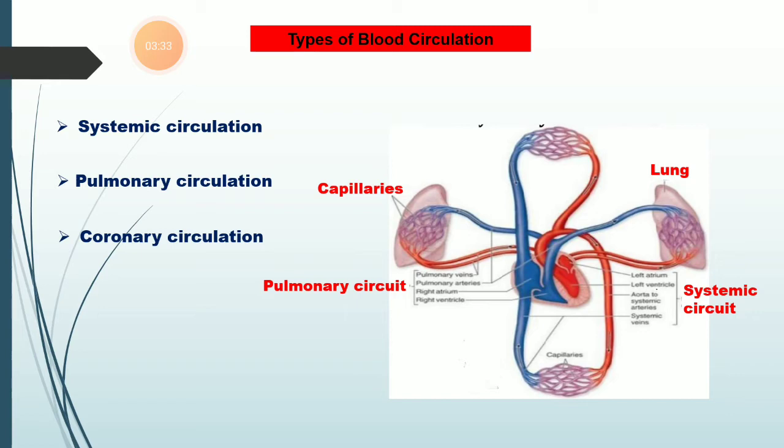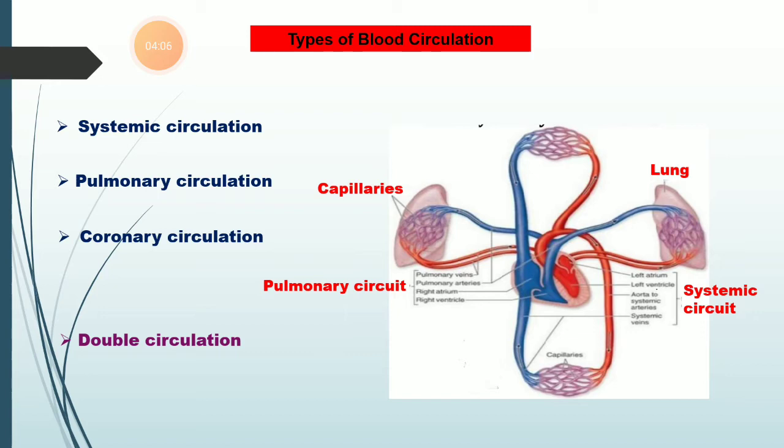Third one, coronary circulation. Coronary means heart muscle. Heart muscles need energy. So cardiac muscle receives oxygenated blood from coronary arteries. The coronary arteries originate from the aortic arch. Deoxygenated blood from the cardiac muscles drains into the right atrium by the coronary sinus.